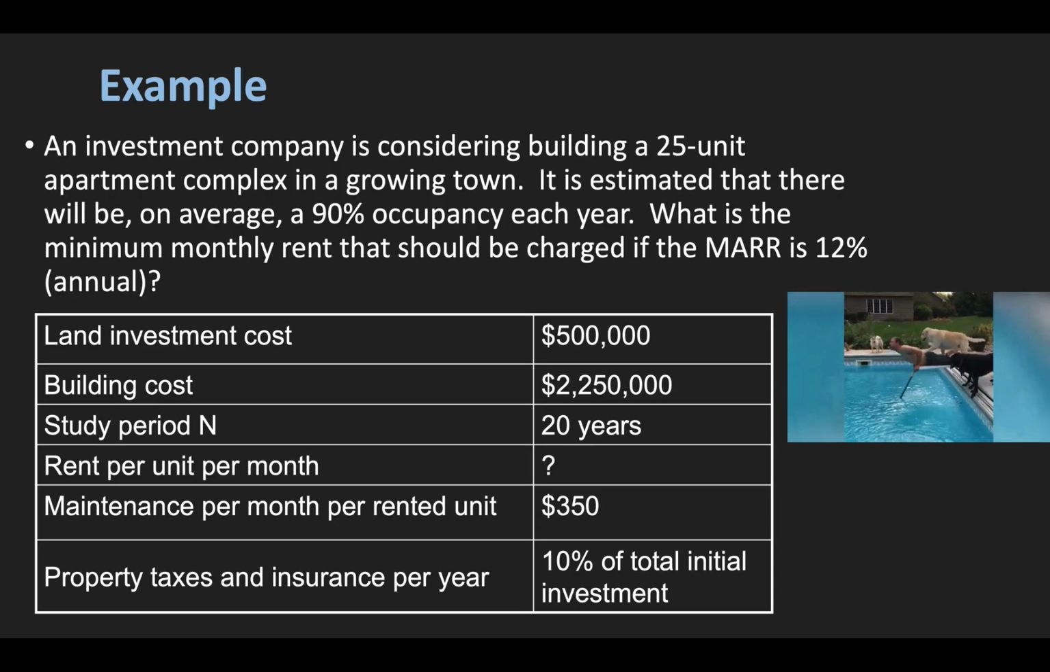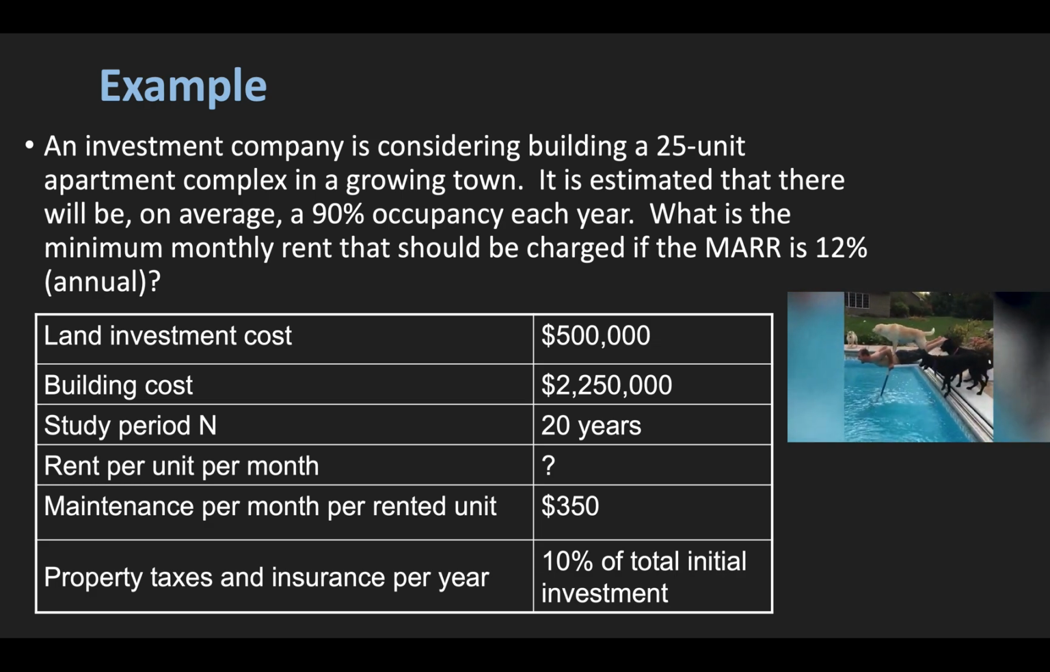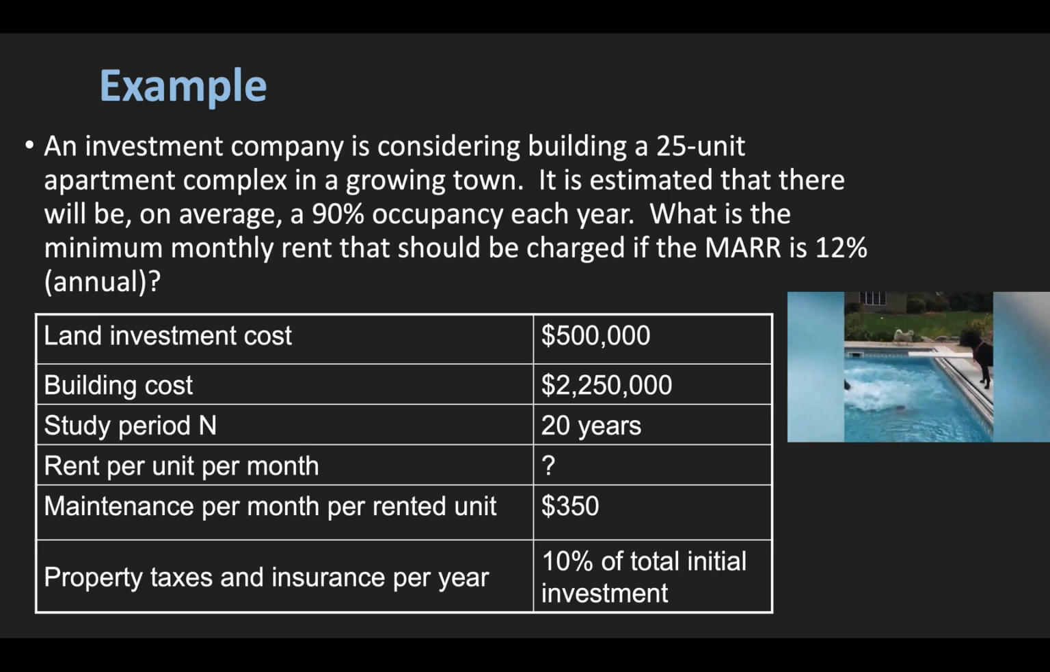Last example, I'll show you this one. Okay, I'll give you a few minutes. You see a bunch of dogs here, right? Based on this, try to calculate this. The example here is an investment company is considering building a 25-unit apartment complex in a growing town. It is estimated that there will be on average 90% occupancy each year. What is the minimum monthly rent that should be charged if the MARR is 12% annually?